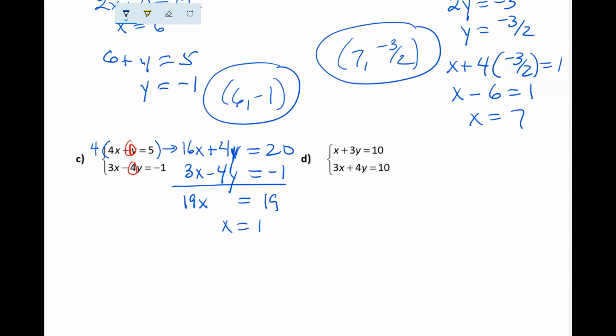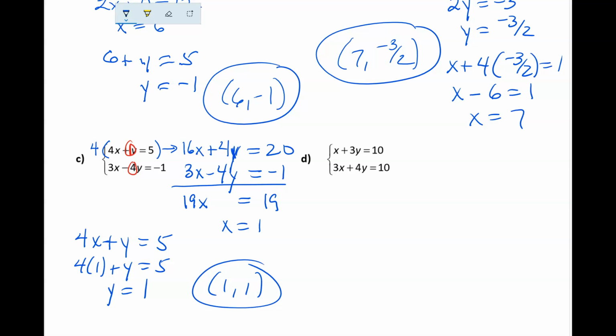And now take either one of the two equations. So I'll just write 4x plus y equals 5, was one of the two equations. And you can replace x with 1. And that's going to give us y plus 4 is equal to 5, so y must be 1. So it looks like 1, 1 is the ordered pair solution.